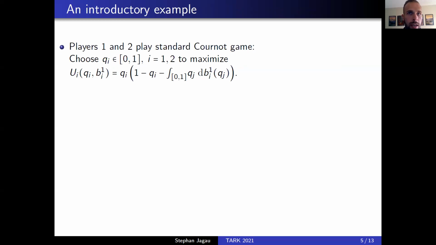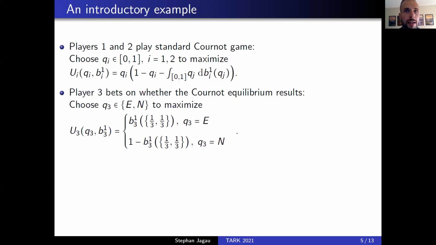Here, a standard Cournot game between players 1 and 2. They choose their quantities, like I illustrated before already, from the 0-1 interval. They maximize this profit function here, increasing in the own quantity. Then it also increases in the market price, but the market price decreases in the quantity I choose and the quantity I expect my opponent to choose. That's the integral at the end of the expression.